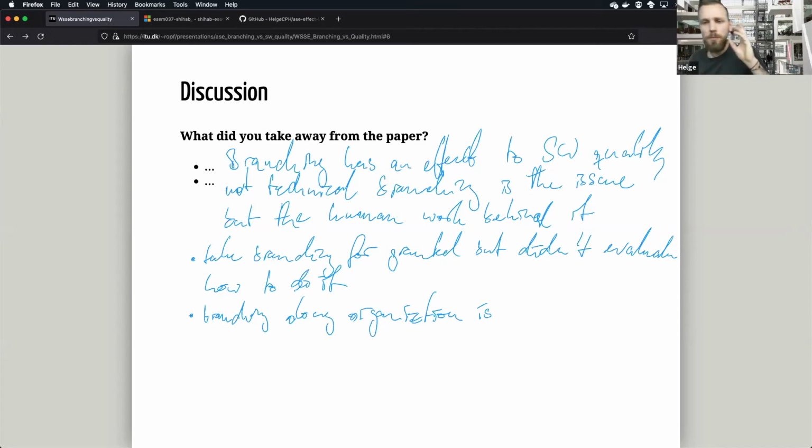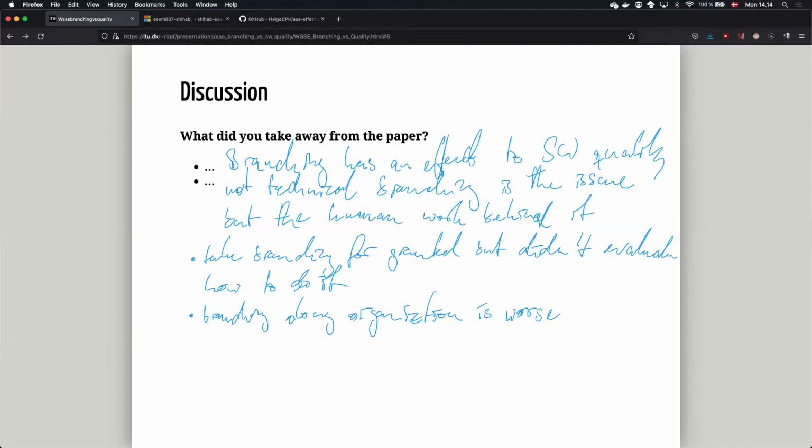Now I don't have the paper open, but it says something along the lines of what you said. When you branch along organization, it generates more defects, and I check with the paper again, than when you branch along the architecture. And please correct me if I'm wrong. Let me quickly scroll down in the paper. It was pretty late when I read it, but I thought it was the other way around.